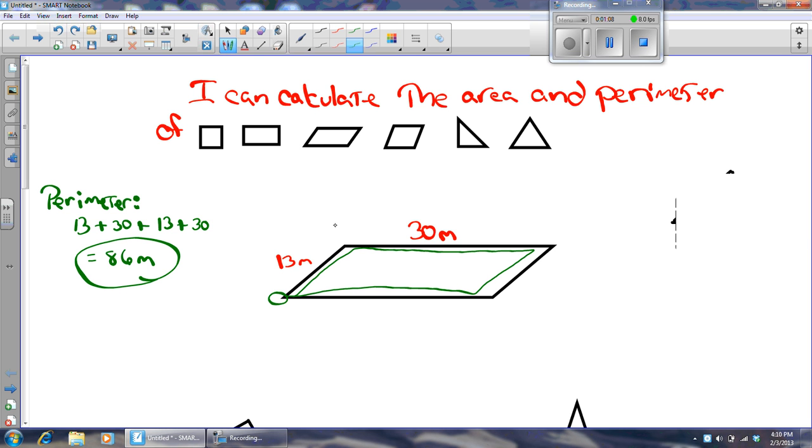Now, by the way, I know some of you have a different way. You're going to say, hey, Mr. Lawrence, I want to do 13 plus 30 and then multiply it by 2. And that's perfectly fine. You're going to get 86. I don't mind different ways. I'm just explaining what perimeter is and one way to find it.